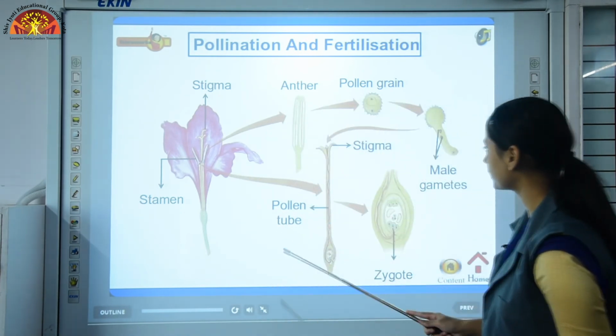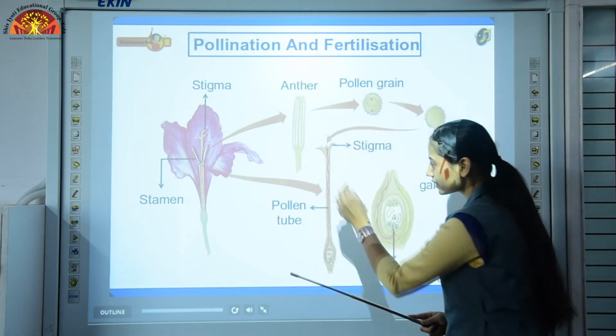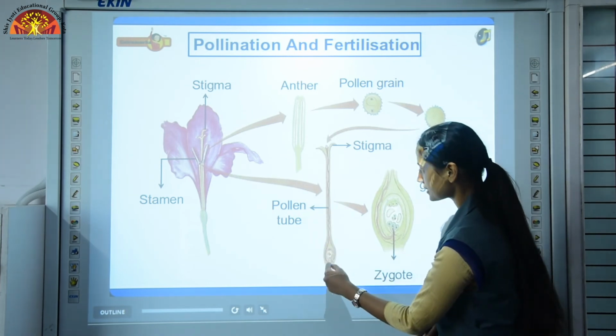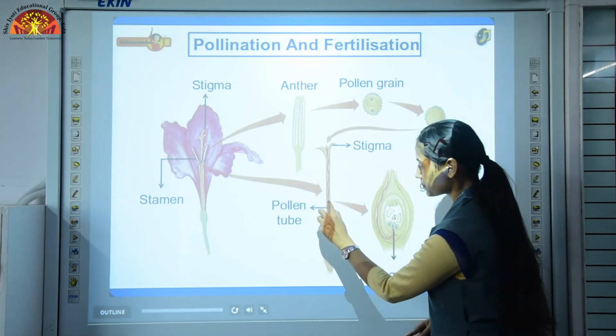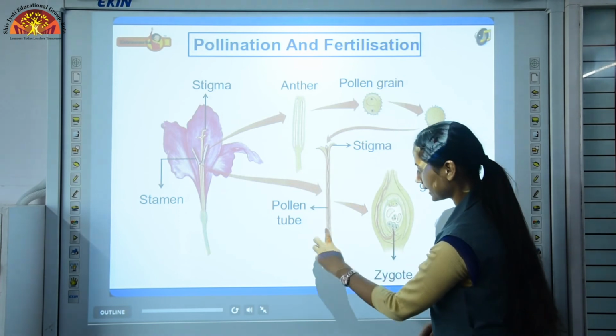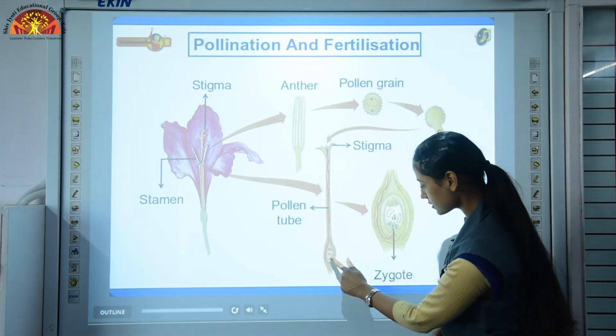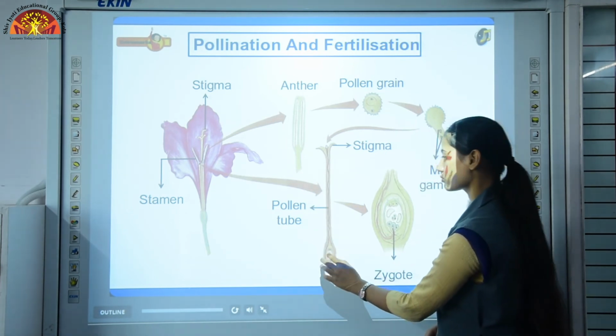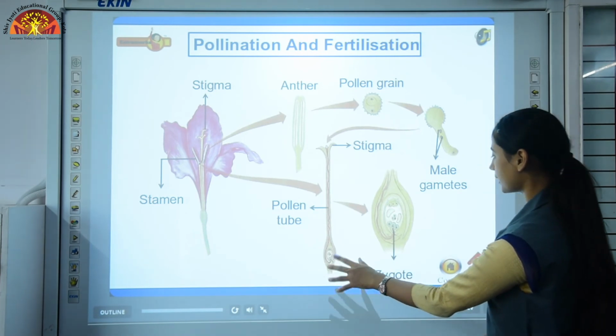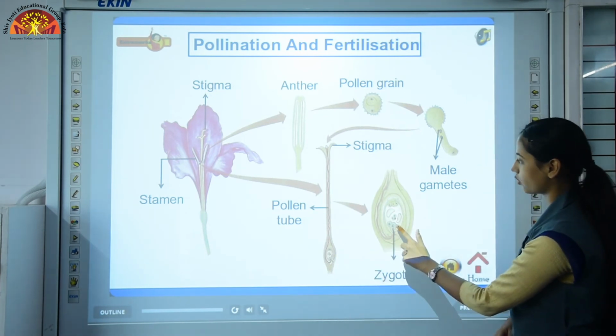So it is shown here. You can see the thin line present inside style. This is pollen tube which is carrying pollen grains, and here ovules are present which will fuse with those pollen grains and it will develop a zygote.